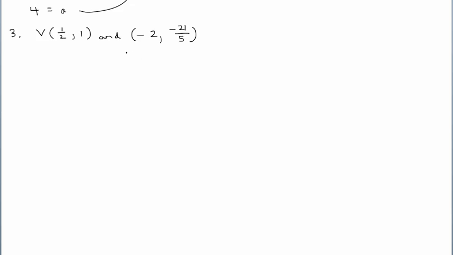This doesn't look like a lot of fun, but we're going to write the equation of the parabola in standard form that has a vertex of (1/2, 1) and another point of (-2, -21/5). Looks like it might be kind of fraction intensive, but we'll work it out together. So write down the formula we're going to be using. Okay, let's label. This is h, k, x, y.